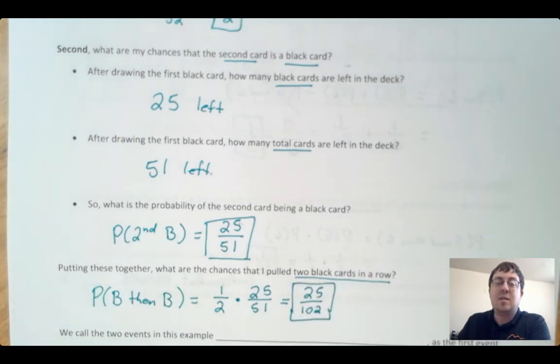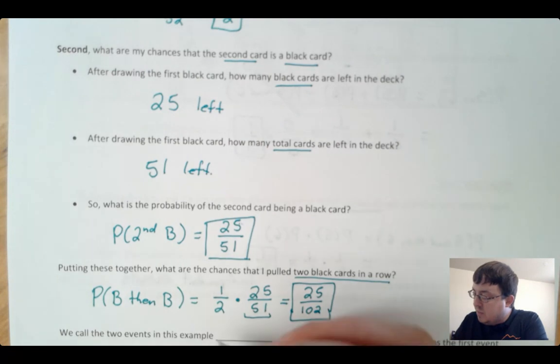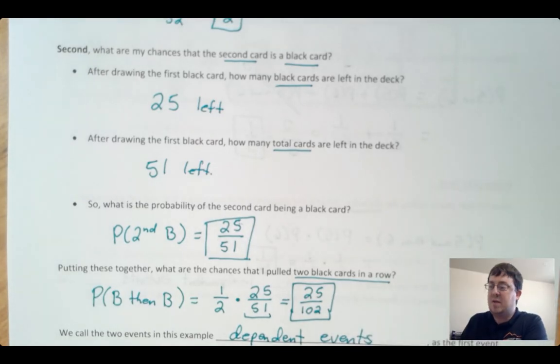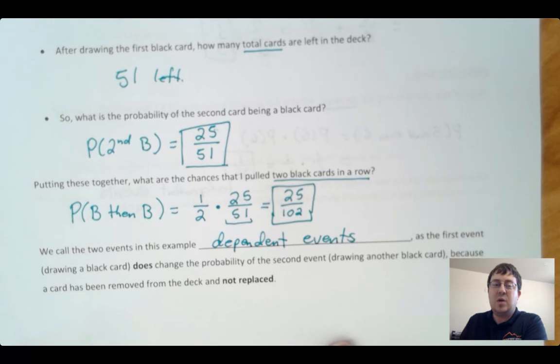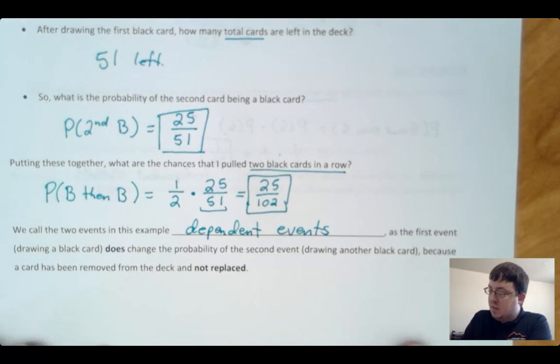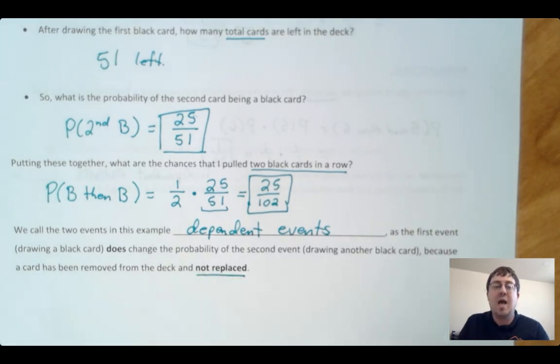So this is the key difference: instead of doing 1/2 times 1/2, like when I was putting the cards back or they didn't affect each other, the second probability is affected by the first one. So these are called dependent events. When I'm looking at 2 cards, they're dependent events here because I'm not replacing that card. The key word here is that I'm not replacing it. And when I take the first card out, it's gone forever, and that changes my probability.